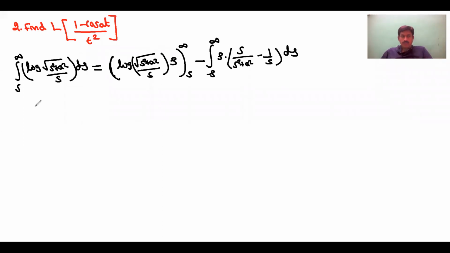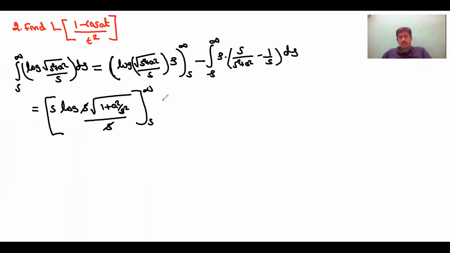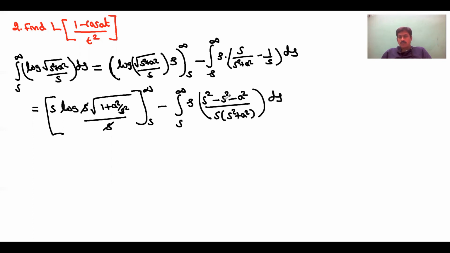Now we are going to simplify this term as s into log of, taking s square common in the square root. Therefore square root of s square is s into square root of 1 plus a square divided by s square, whole thing with limit s to infinity. Here these two are getting cancelled. Before integrating, we will take LCM and cross multiply: s square minus s square minus a square, whole thing divided by s into s square plus a square into ds. This s square is getting cancelled, and here this s and this s will get cancelled.